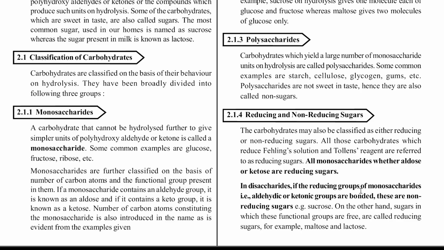In disaccharides, if the reducing group, that is the aldehyde or ketone group, is bonded, they are non-reducing sugars. For example, sucrose. On the other hand, sugars in which the functional group is free are known as reducing sugars. For example, maltose and lactose.